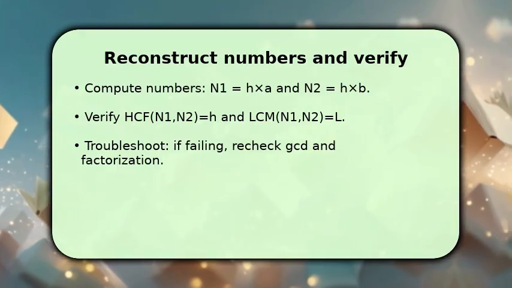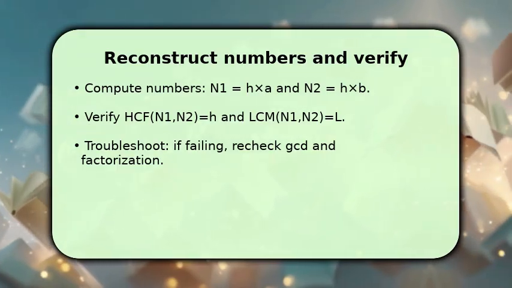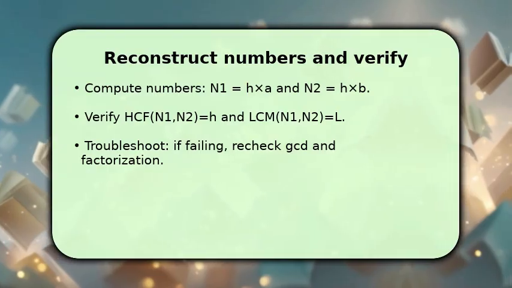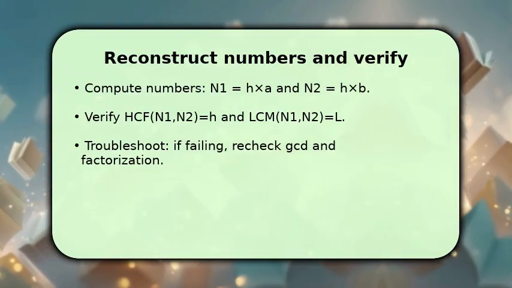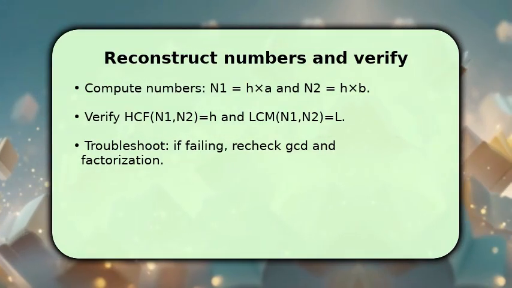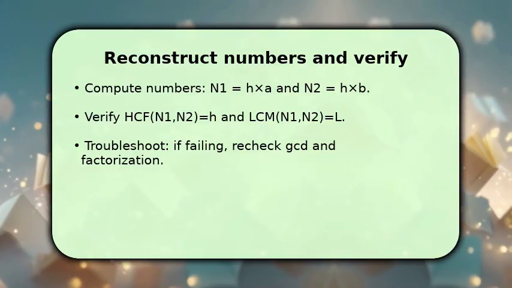If either check fails, pause and reevaluate the factor pair. Ensure A and B are indeed coprime and you divided P by H squared correctly. If factorization mistakes persist, recompute the prime factorization.